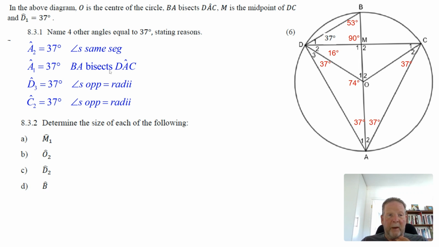Now, we know that A1 must be 37 degrees because we're told that BA bisects DAC. So because it bisects it, it must be the same. That's what bisect means. So A1 is 37.